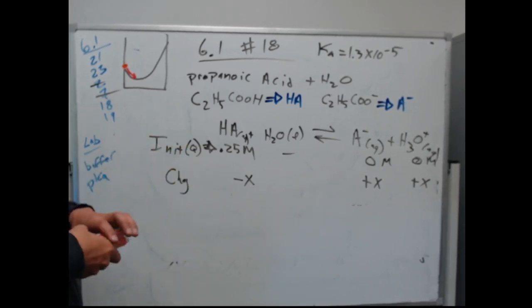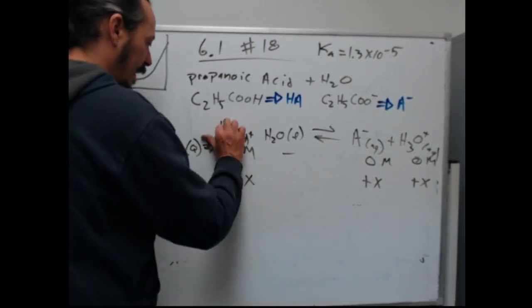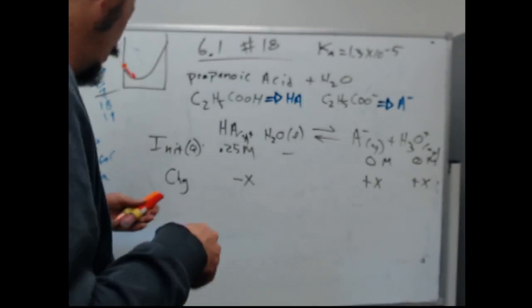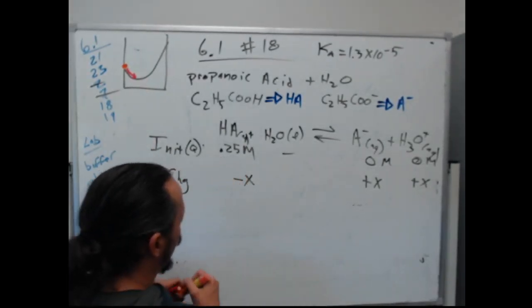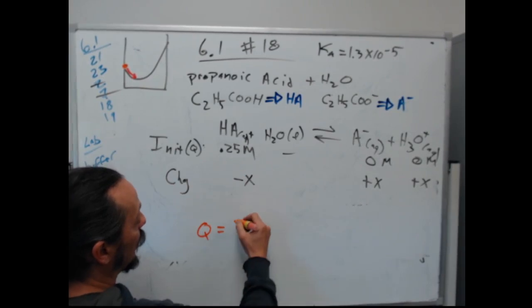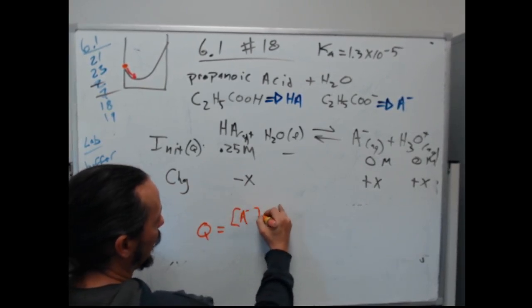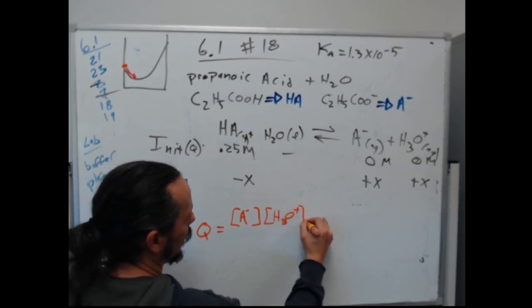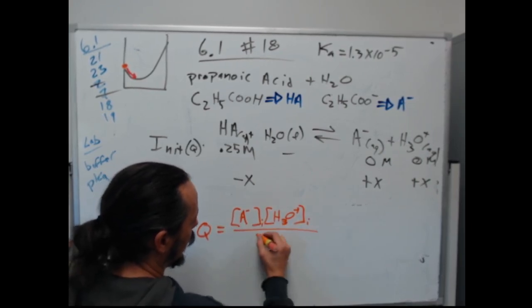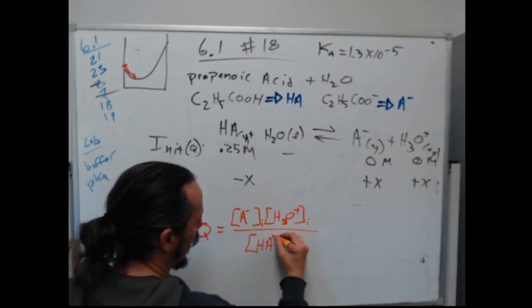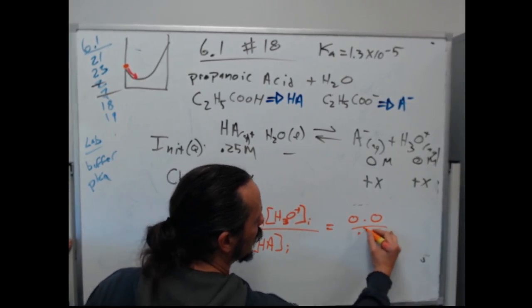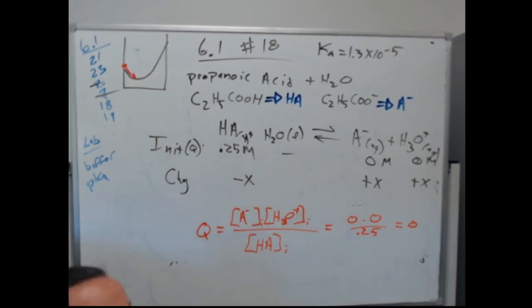Question? Can I ask, how are we starting with Q at 0, but also the Q is 0.25? Oh, that's not the Q. It's this entire line that makes the Q. Remember, I'm going to do it in this bright orange color for fun. Q is going to be my A minus times my H3O plus initials divided by my HA initial. I'm going to get 0 times 0 divided by 0.25. That's still equal to 0.